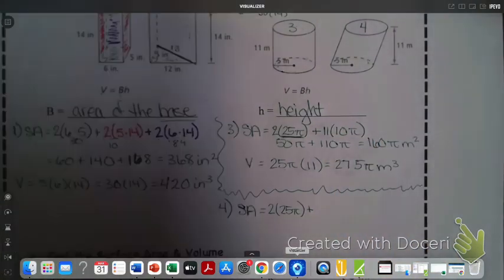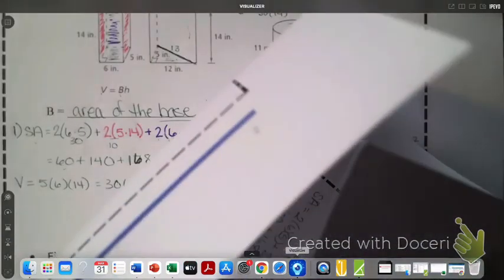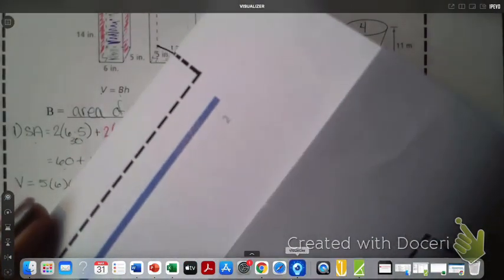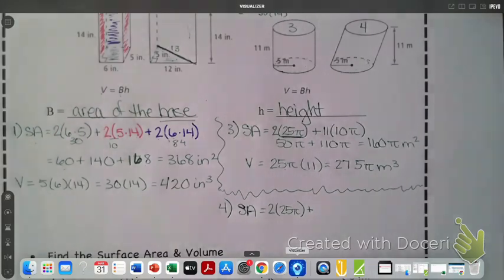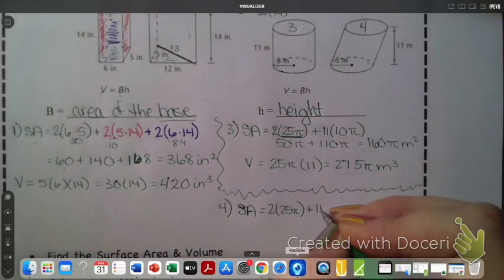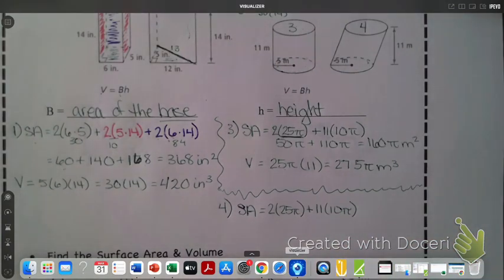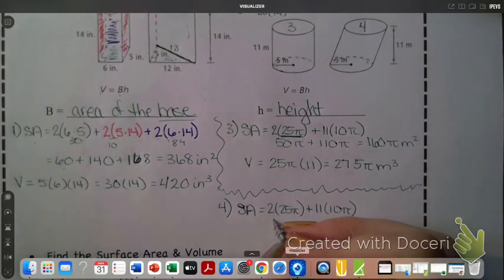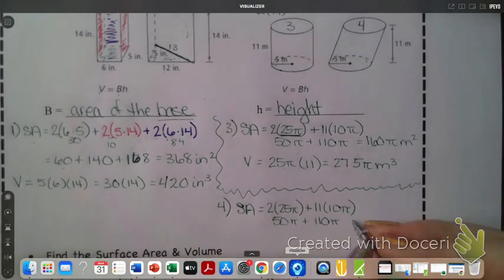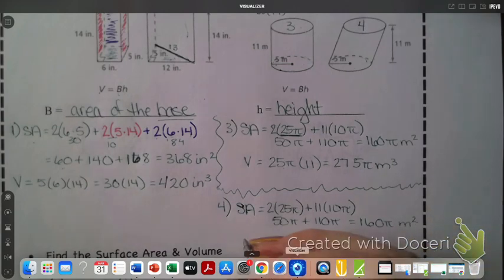And we said it's a rectangle when I lay it out, but when I wrap it up, it gets my cylinder, right? So the height is what? 11 times 10 pi. Just because I slant this cylinder a little bit, does it change how I do the problem? No. So I get 50 pi plus 110 pi, so I get what? 160 pi. So their surface area is the same. So we better check on the volume, right?